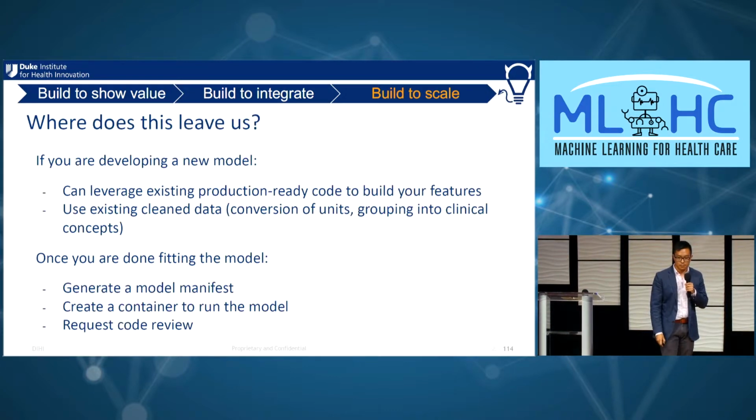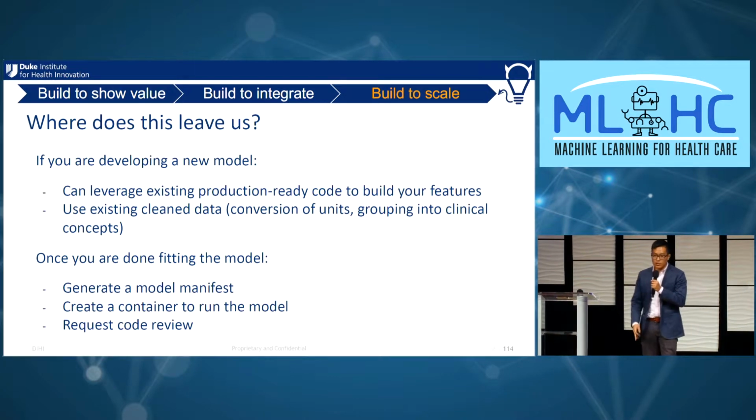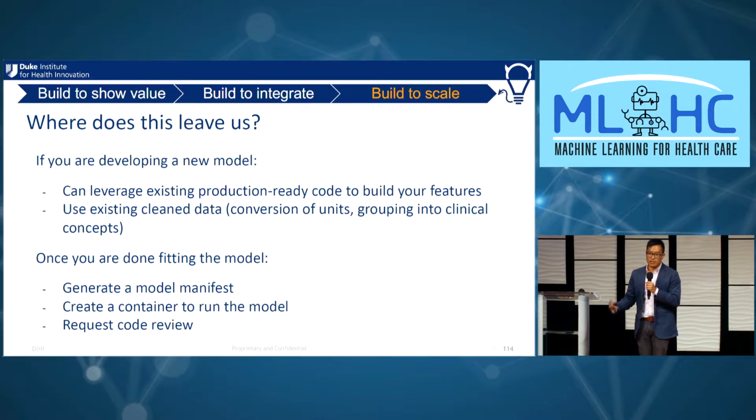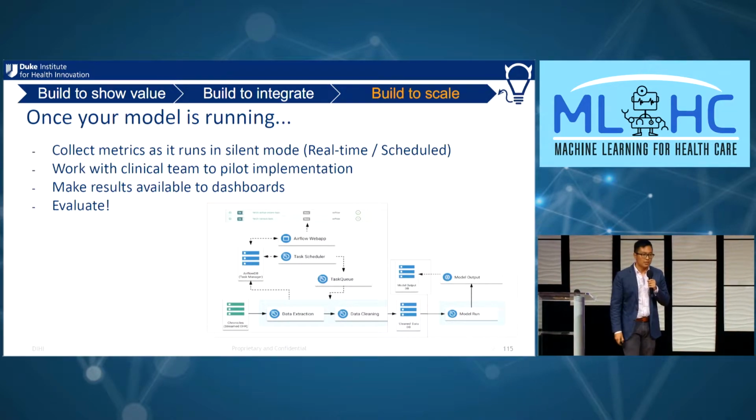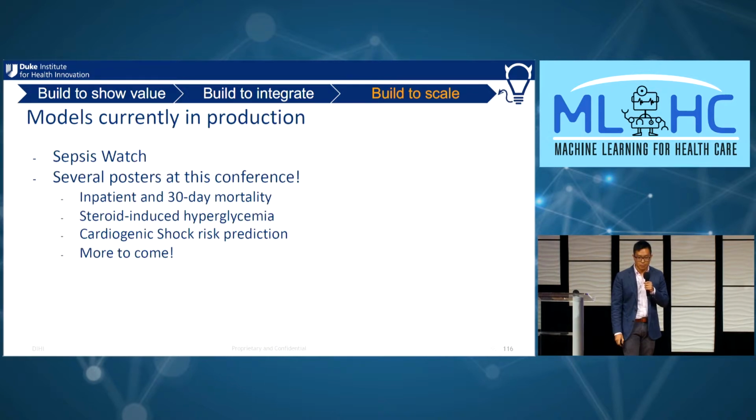to see how this works. So where this leads us is that we can leverage existing production-ready code to build your features. When you train your model, you can use existing clean data, as Kristen mentioned before. And once you're done fitting the model, you just generate a manifest, create a container, and request a code review. Then as you run, we like to run things in silent mode so we can test to make sure that all of our code is running correctly and track the performance over time, and then we make the results available to the initial clinical pilot team.